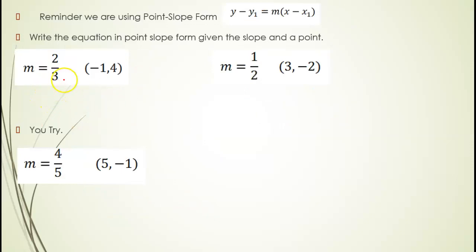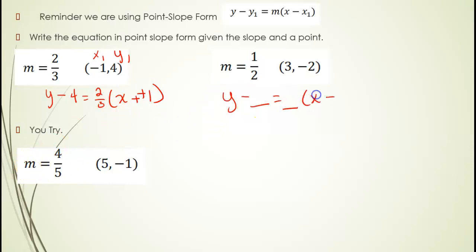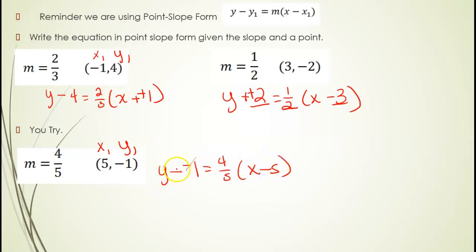All right, let's go ahead and substitute in. Remember, this is your x1, this is your y1. So we have y minus 4 equals 2/3 times x minus -1. Remember, we can do keep, change, change. For this next one, remember it's the same blanks that you're filling in every time you're given a point and a slope. It's y minus -2 equals 1/2 times x minus 3. Keep, change, change. Again, this is your x1, this is your y1. So we have y minus -1 equals 4/5 times x minus 5. Don't forget to do keep, change, change.